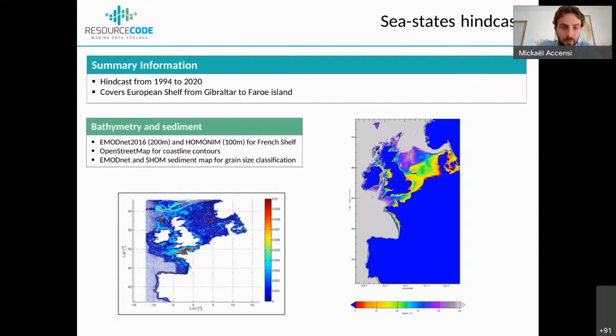And as I said, we have used a sediment map to have a grain size classification for the bottom friction, which is really important for the wave dissipation in coastal areas. And so here we have used the EMODnet and the SHOM sediment map. And we have an illustration below of the grain size classification on our mesh. And as you can see, the grain size can vary a lot depending on the areas, and especially in the channel. And so it has a strong impact on the wave dissipation.